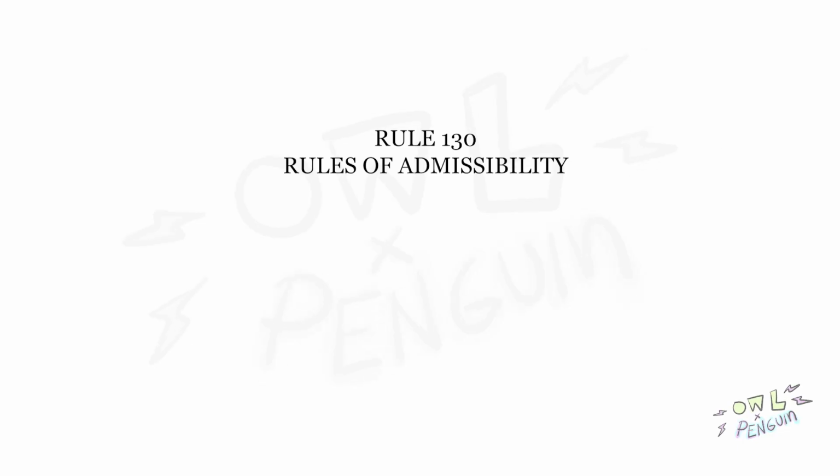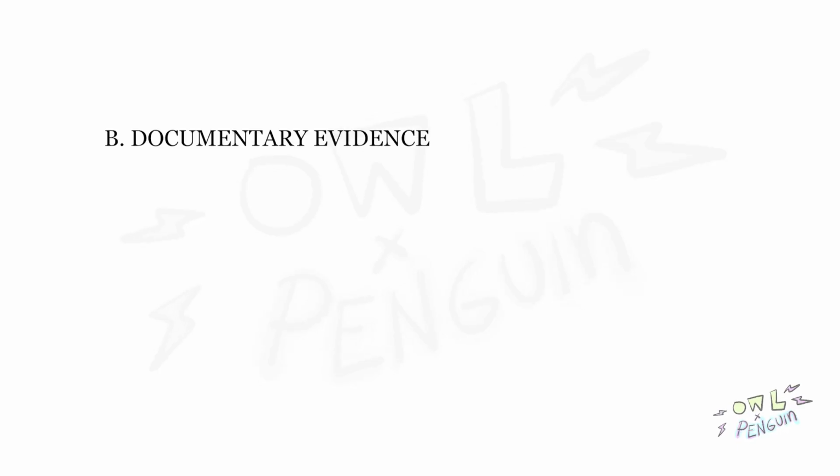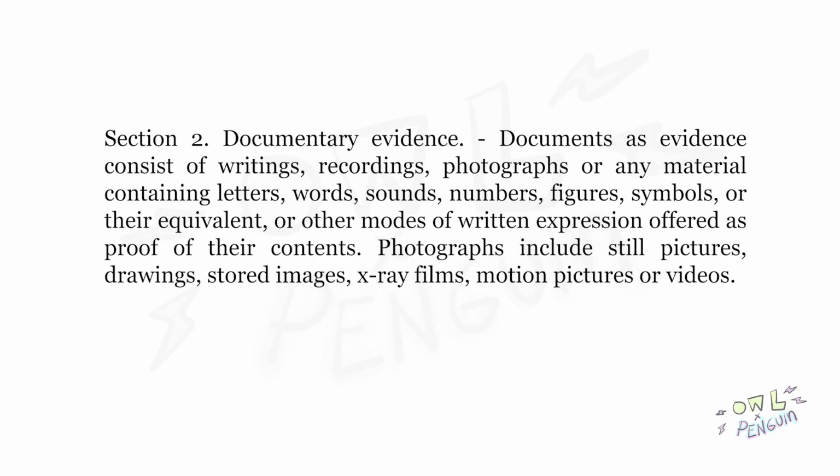Rule 130. Rules of Admissibility. B. Documentary Evidence. Section 2. Documentary Evidence. Documents as evidence consist of writings, recordings, photographs, or any material containing letters, words, sounds, numbers, figures, symbols, or their equivalent, or other modes of written expression offered as proof of their contents. Photographs include still pictures, drawings, stored images, X-ray films, motion pictures, or videos.